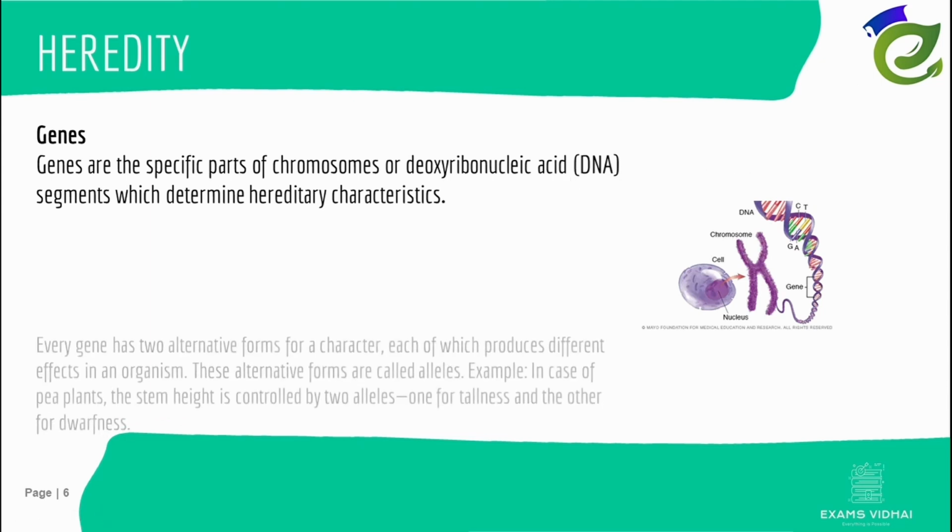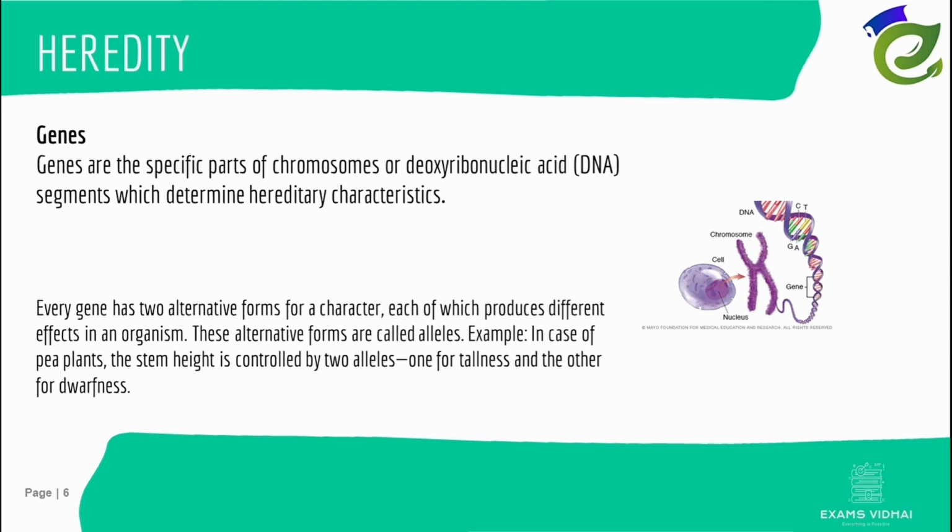Again, these genes will have two different alternative forms and those form a character. Each of which produces different effects in an organism. So these alternative forms are called as alleles. Example, in case of pea plants, the stem height is controlled by two alleles, one for tallness and other for dwarfness.